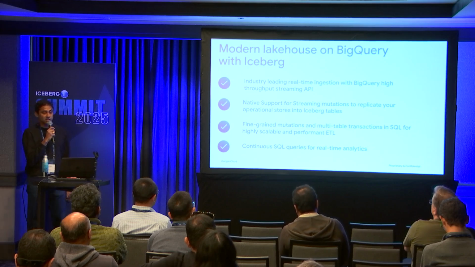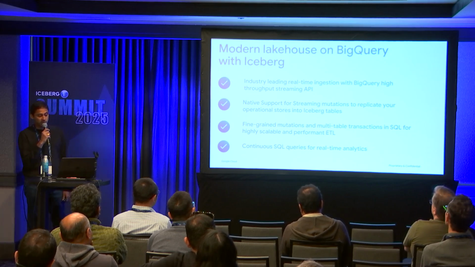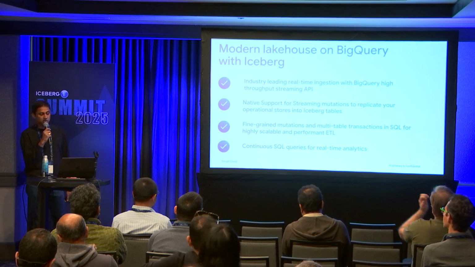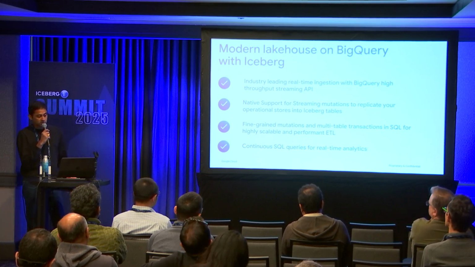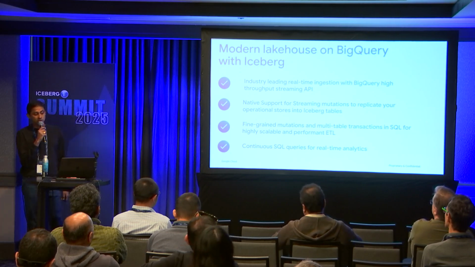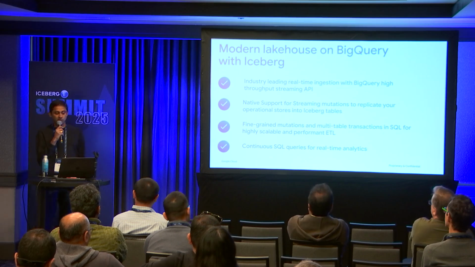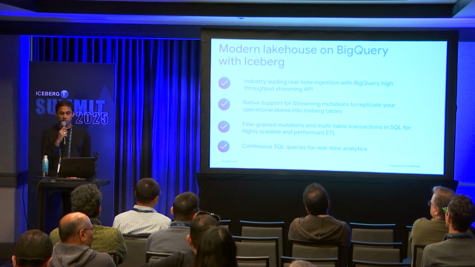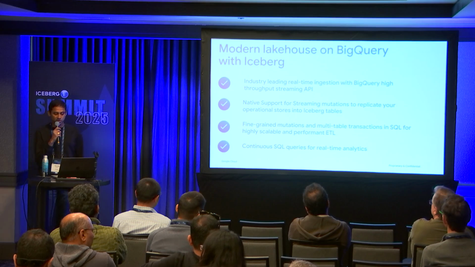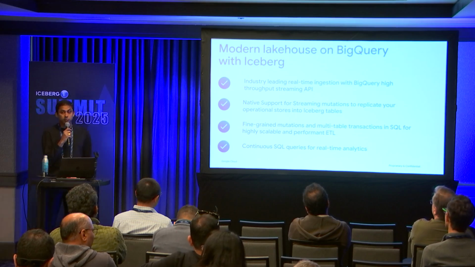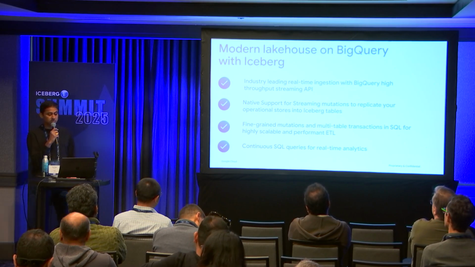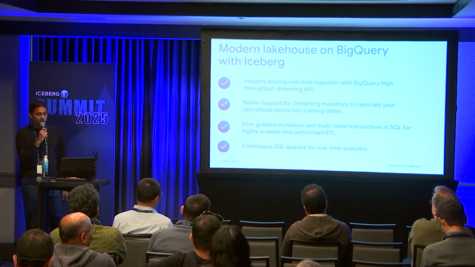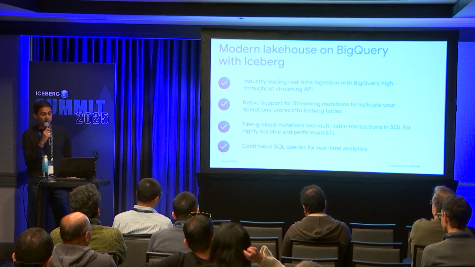I'll talk about what this modern differentiation I'm referring to is, just a few components of it. We want to bring industry-leading real-time ingestion with the BigQuery high-throughput streaming API. Often when people talk about streaming, they talk about append-only datasets, append-only logs. Not just append-only logs, we also want to support high-throughput streaming mutations. For example, these are very common in scenarios where you want to replicate your operational stores into Iceberg tables. I'll have a demo of that later to drive home that point. We want to bring the power of full SQL with transactions, multi-table transactions, and fine-grained mutations to reduce write amplification in a highly scalable way over your petabyte scale datasets.